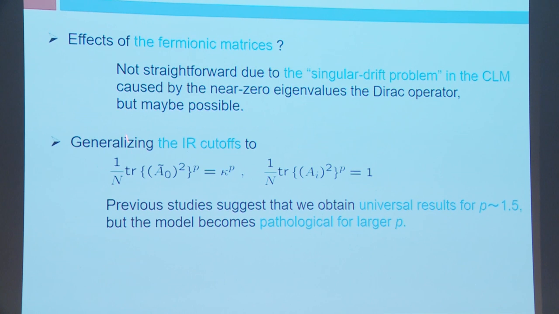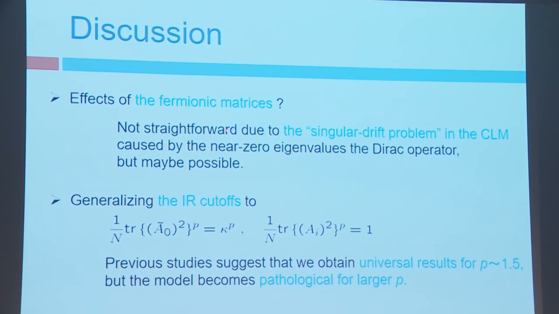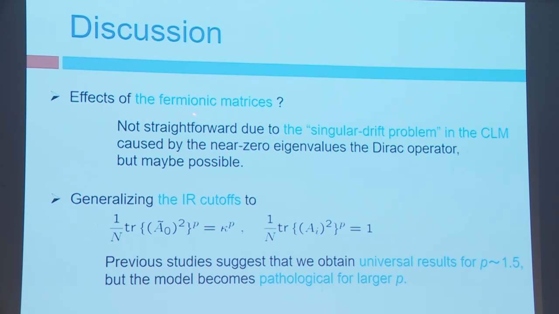And let me comment on the effect of the Fermionic matrices. It is not straightforward to include the effect of Fermionic matrices because of the singular drift problem in the complex Langevin method. The drift term becomes too large, which is caused by the near zero eigenvalues of the Dirac operator. But simulation may be possible by deforming the Dirac operator, and extrapolating the result to the target values, the target theory.